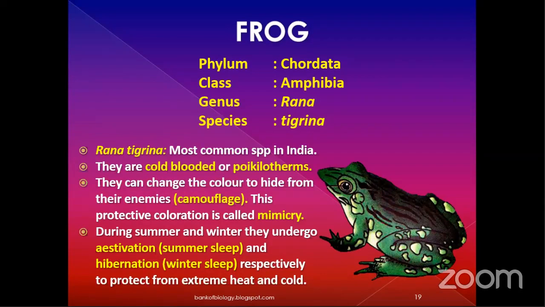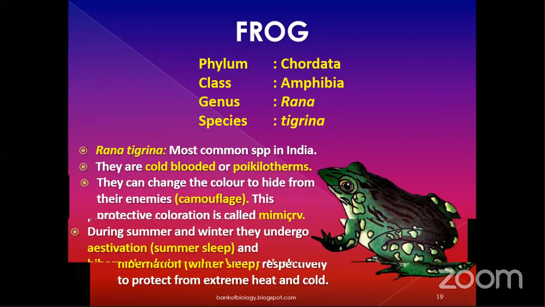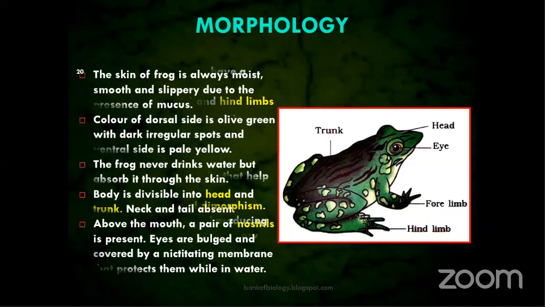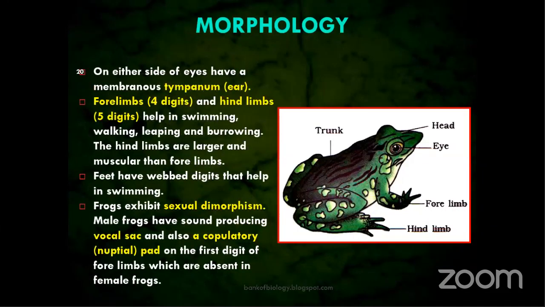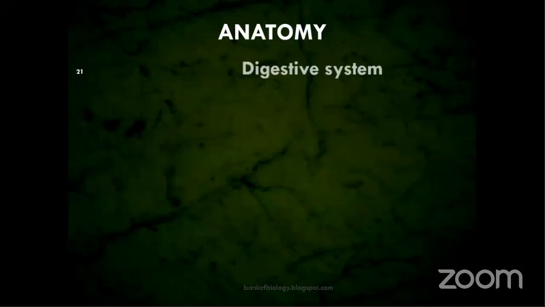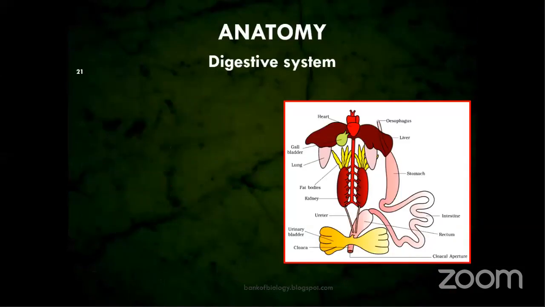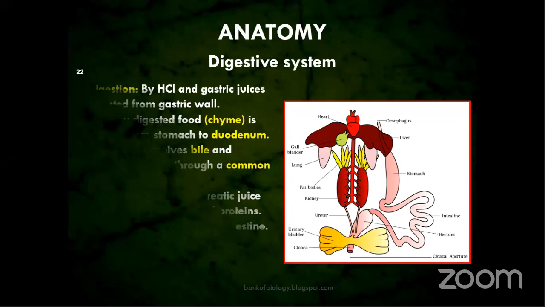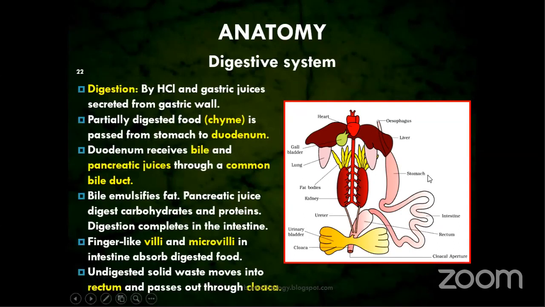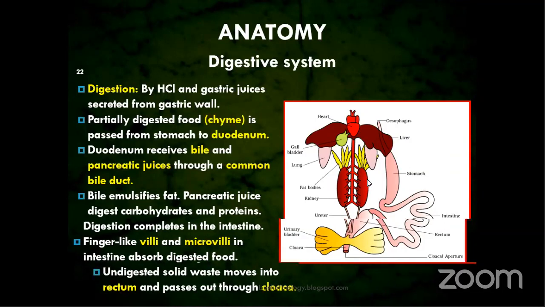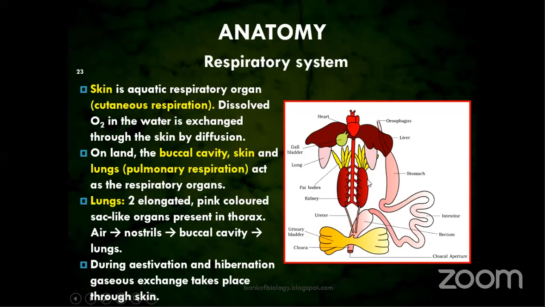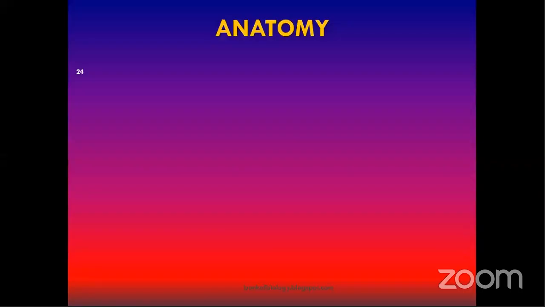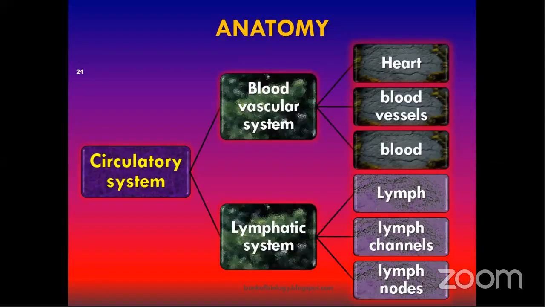Frog genus is Rana and species is Tigrina. It is an amphibian. So the body is divided into head and trunk, forelimbs and hind limbs. Forelimbs have digits and hind limbs also have digits which are webbed. The digestive system is very similar to that of humans, where digestion is by HCl and gastric juices, and also pancreatic juice and bile. So even the intestine will bear villi, very similar to that of humans. Then respiration is by skin, buccal cavity, and by lungs, whereas in larvae it is by gills.